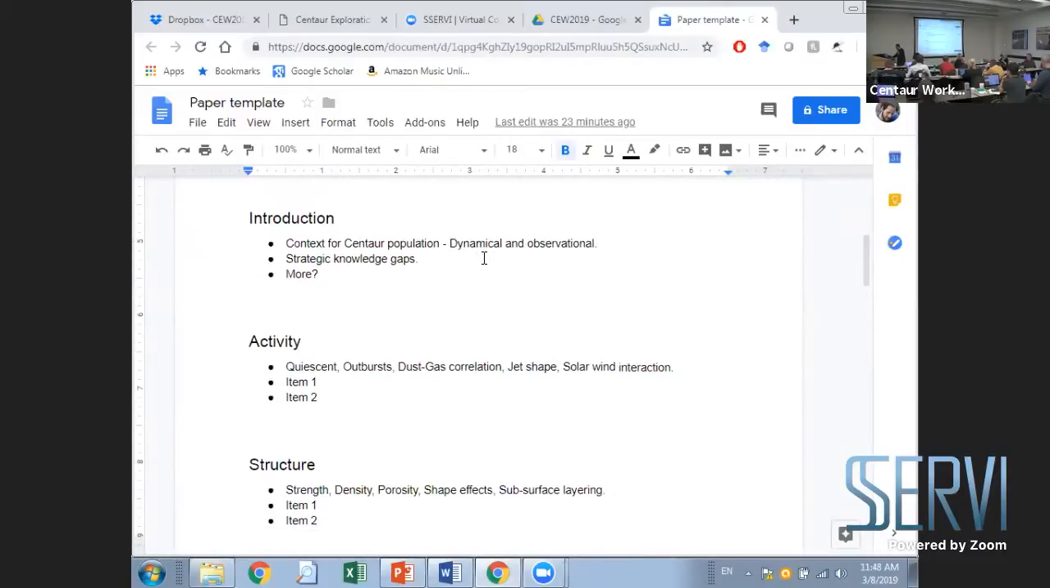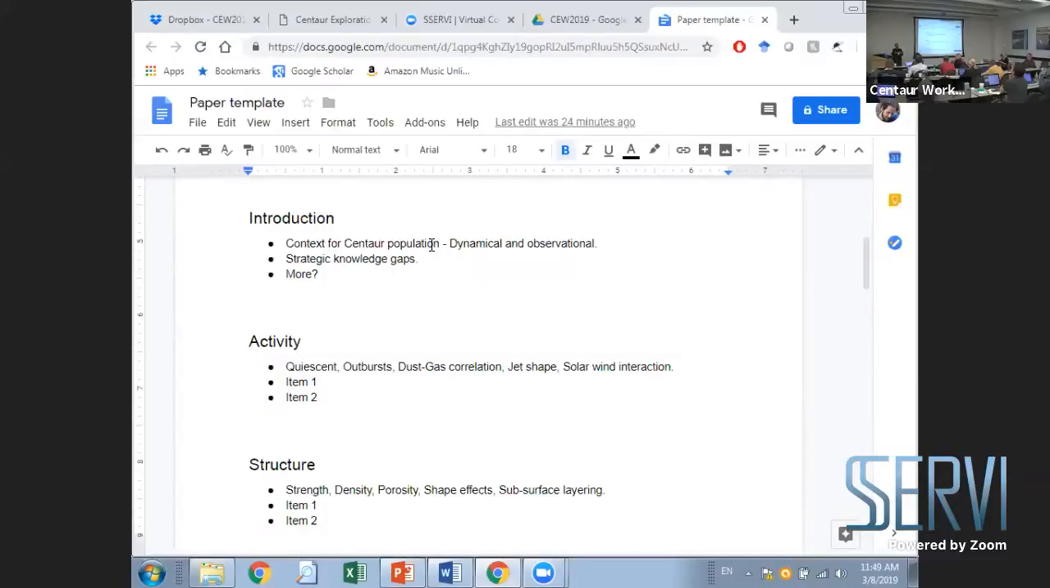Just quickly going through this. There's an introduction, obviously, what's the context, and I'm just following the fact that we had 2 really great overview talks. So context for the Centaur population: we look at their dynamical context and their observational context, telling us where did they come from, what are they doing in their orbits, and how can we actually pick all this up. And obviously a run through the strategic knowledge gaps, a nice word of the day. We can call them SKGs. It's a good acronym, right? Never heard it used.